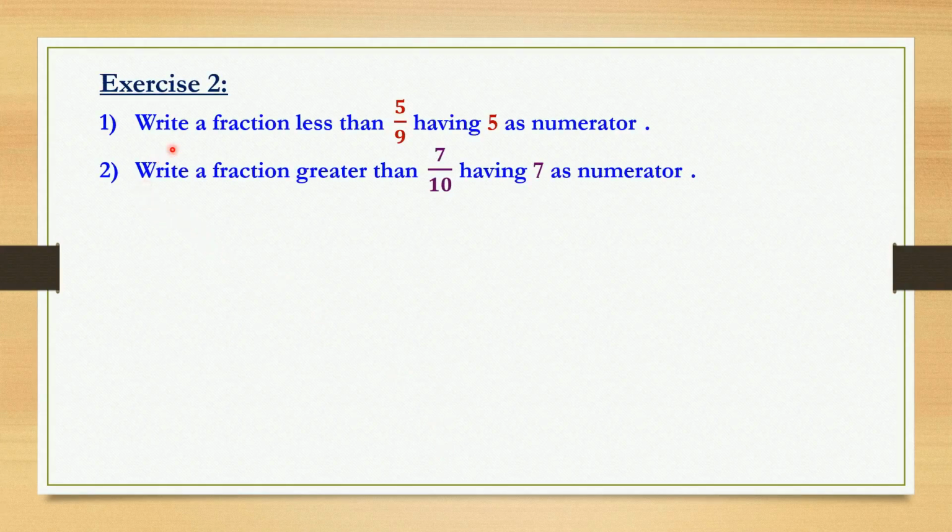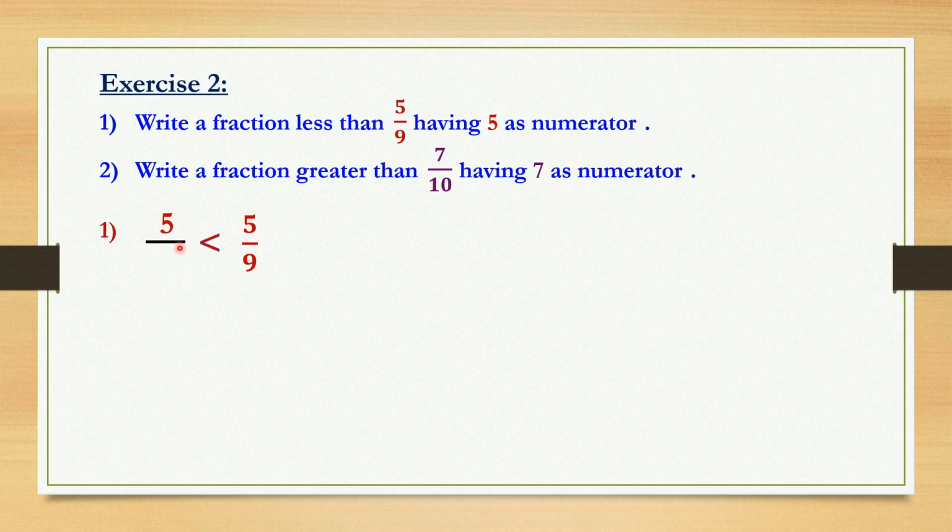Exercise 2. Write a fraction less than 5 over 9 having 5 as numerator. So we need to find a fraction. We write the over. We need to find the missing numerator and denominator such that this fraction should be less than 5 over 9. But here we know that it has 5 as numerator. We know its numerator. Here these two fractions have the same numerator 5.